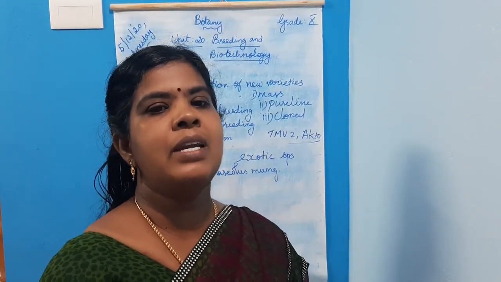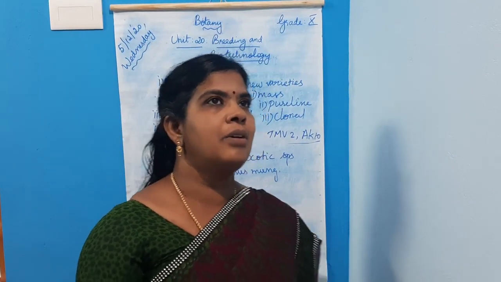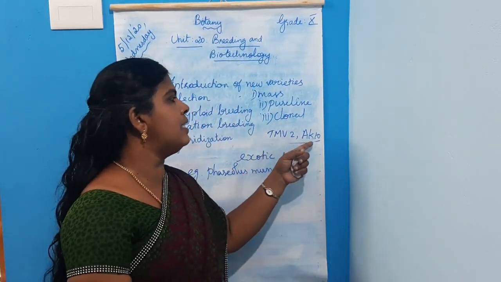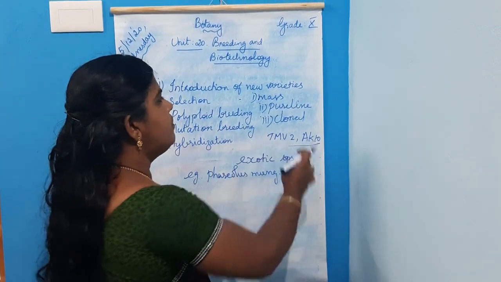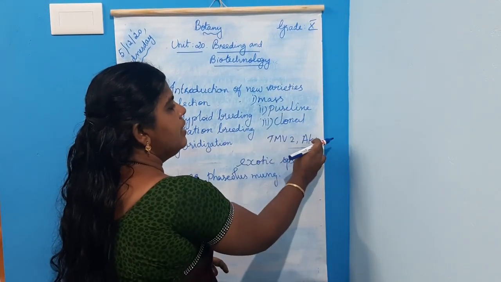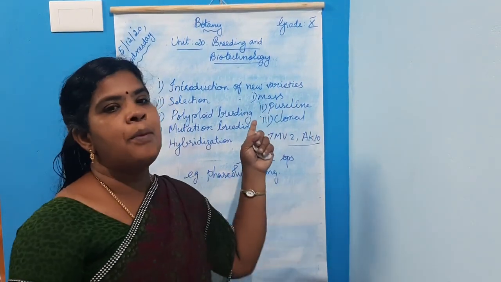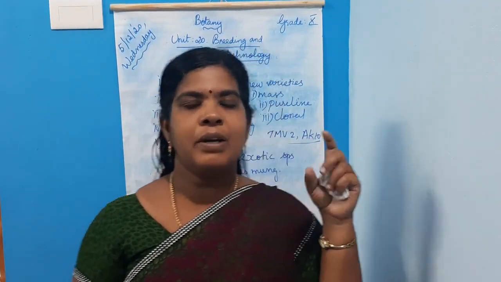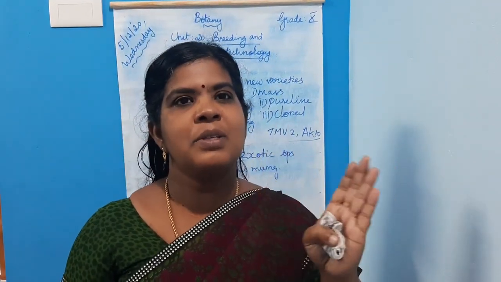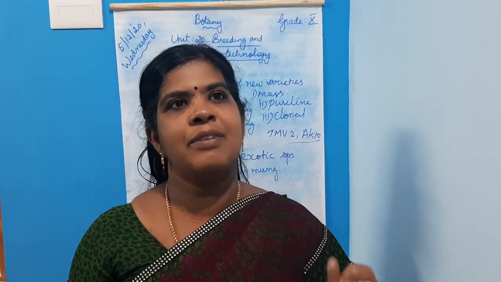AK10 and TMV2. These are the groundnut varieties obtained from mass selection. Okay, next is pure line selection. So for mass selection, the farmers do not need scientific knowledge.